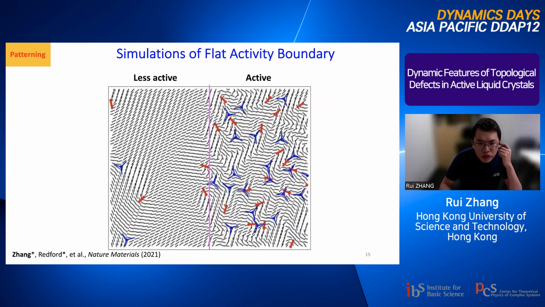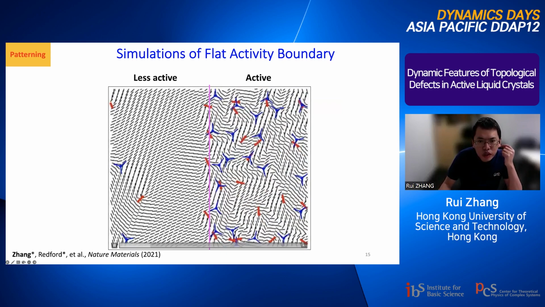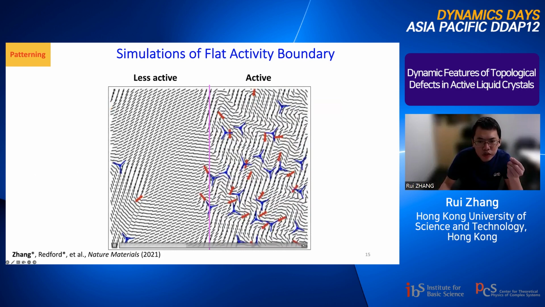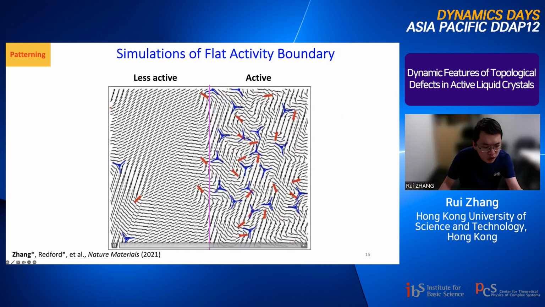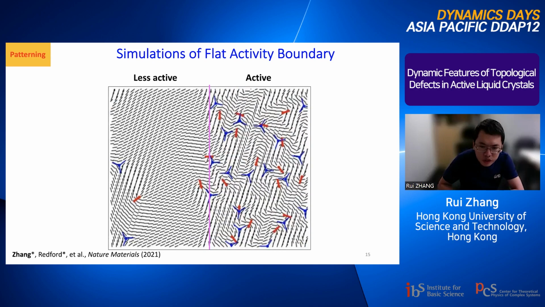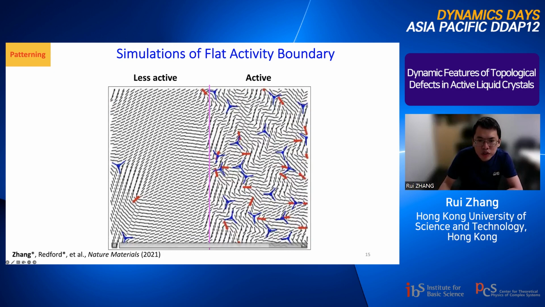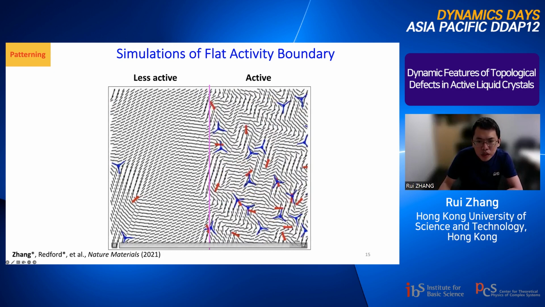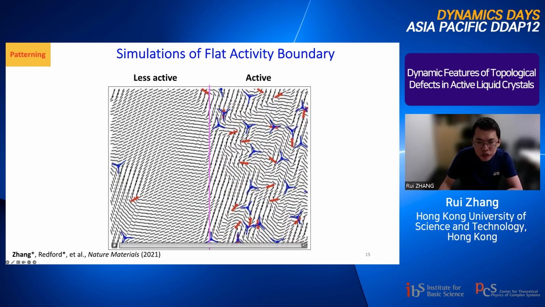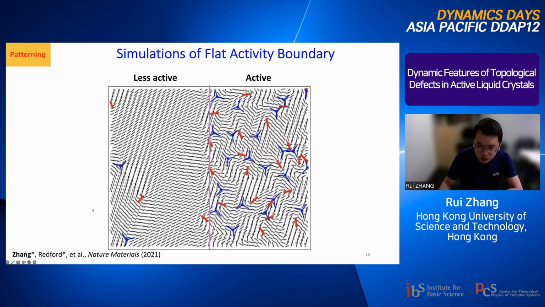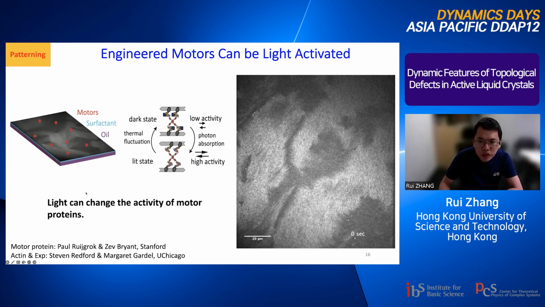So in the simulation, we create a system. On the left, the active stress is very low. On the right, active stress is very high. And in this case, we can generate a lot of defects on the right-hand side. And it turns out that those defects tend to stay in the active region. So it seems that this activity boundary, this is not a real boundary, but the activity boundary seems to confine our defects. And very interestingly, for the sake of time, I'll skip that.